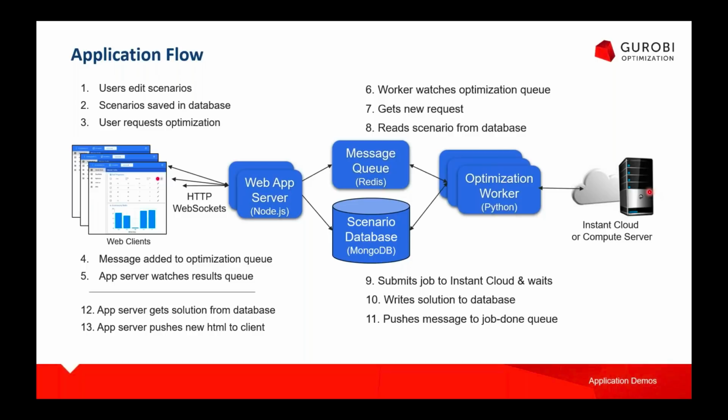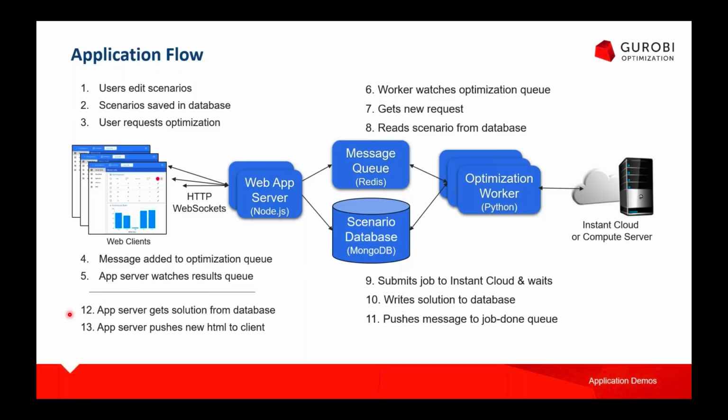And then we go over to the Instant Cloud, and it solves a problem. The worker is still blocking at that optimize call. When the solution's done, the worker returns from the optimize call, and it can then write the solution to the database. It'll gather information from the solution and write it to the database before it ends the session with the Instant Cloud server. And then finally, that worker will push a message to this queue that indicates a job is done, a solution is ready, and that is on Redis. And then it's done. It goes back to looping and looking for a new job. So that's the entire life cycle of the optimization worker.